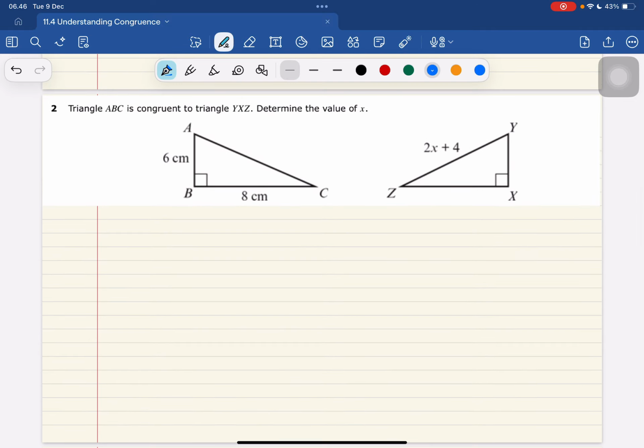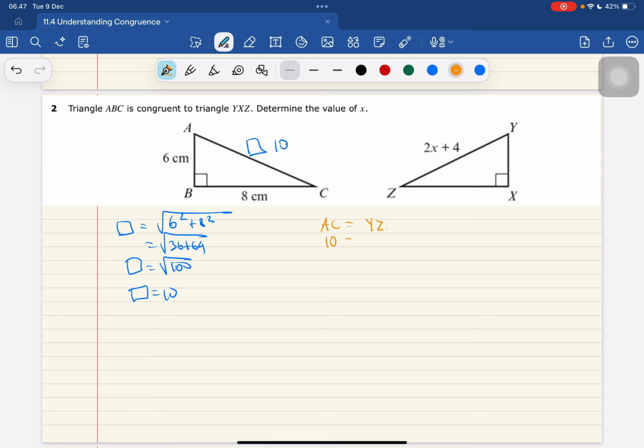Okay, this triangle is congruent. So let us find the hypotenuse. So the hypotenuse equal to square root of 6 squared plus 8 squared. So this is 36 plus 64, square root of 100. So the hypotenuse equal to 10. So AC is congruent with YZ.